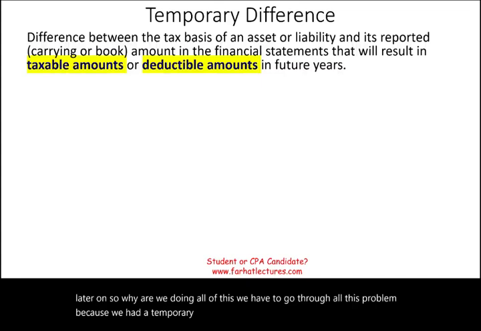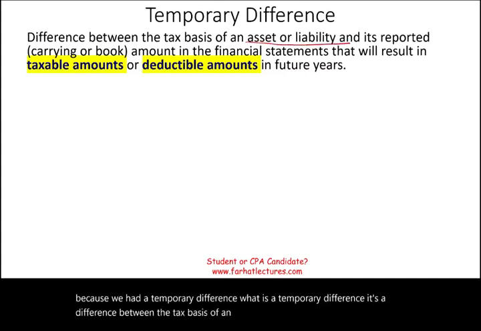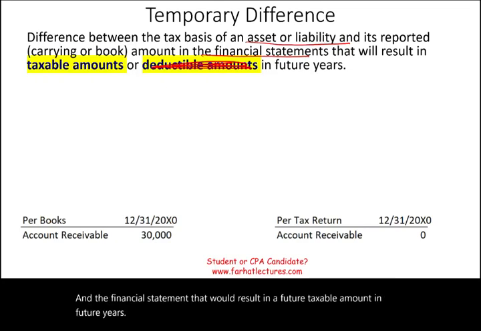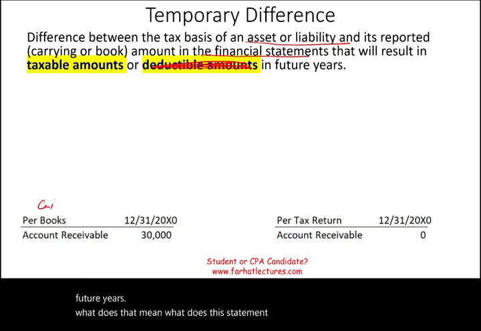What is a temporary difference? It's a difference between the tax basis of an asset or a liability as it's reported and the financial statement that would result in a future taxable amount in future years. What does that mean? It means per books, per GAAP.